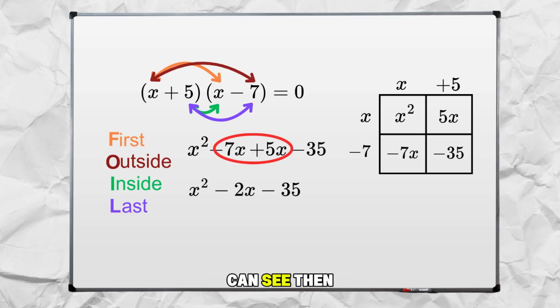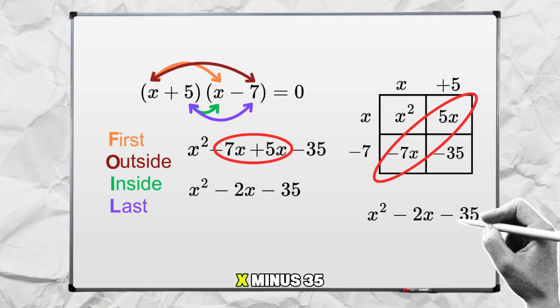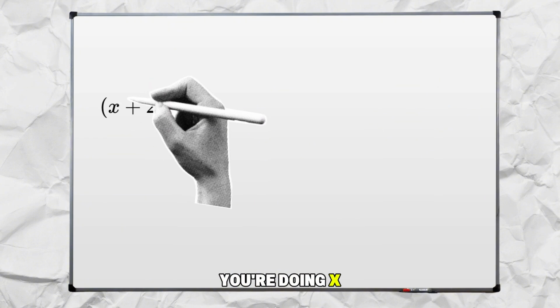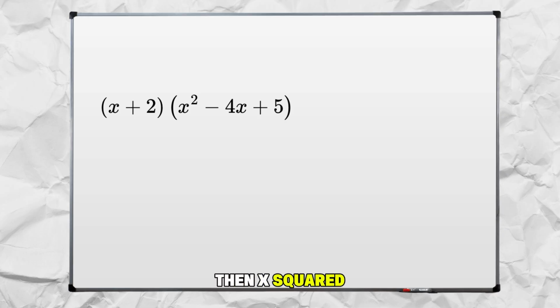As you can see, then we combine these boxes right there, and you're going to end up getting x squared minus 2x minus 35. The main reason that I like the box method better is because it is going to scale with your skill set. So for example, let's say that instead of doing a binomial by a binomial, you were doing x plus 2 and then x squared minus 4x plus 5.